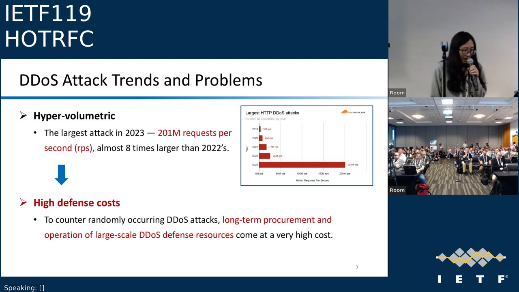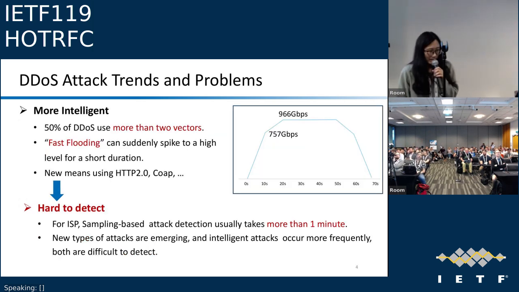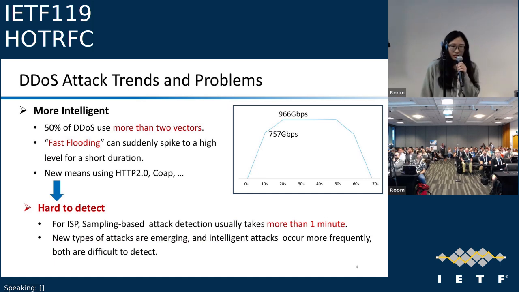So this kind of high volumetric attack costs high defense costs. To counter this kind of DDoS attack, long-term purchase and the operation of large-scale DDoS defense resources come at a very high cost. And also the attacks become more intelligent. In 2023, more than half of the DDoS attacks use more than 2 vectors.